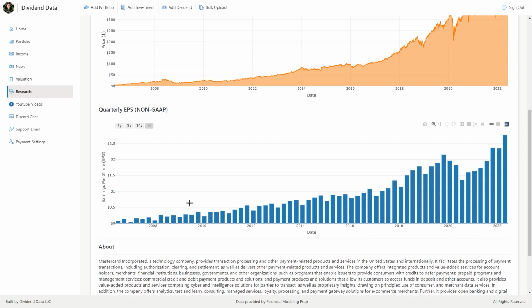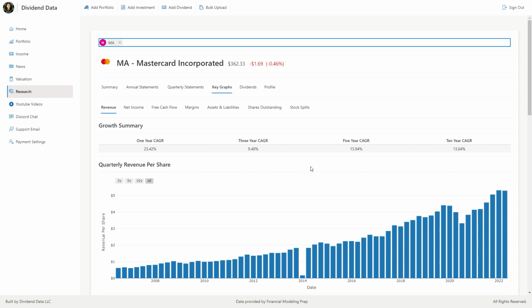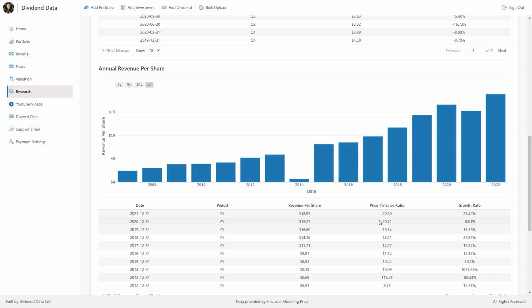Earnings per share has been growing at a high rate, seeing a similar dip to Visa in 2020. They are now growing well beyond that dip. Revenue per share is growing at a 13% 10-year compound annual growth rate. The company trades at a high price-to-sales ratio, similar to Visa.